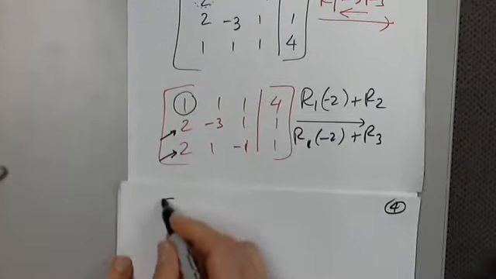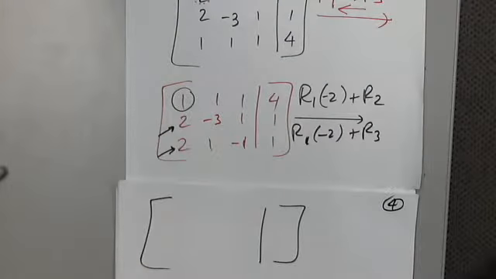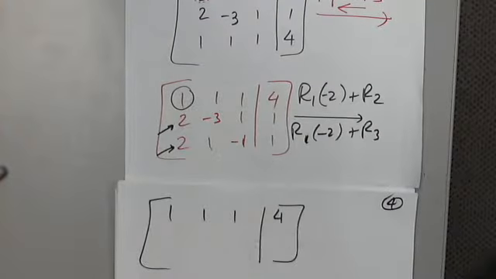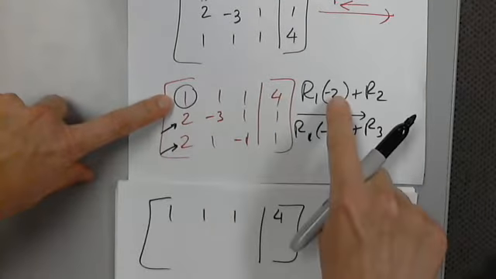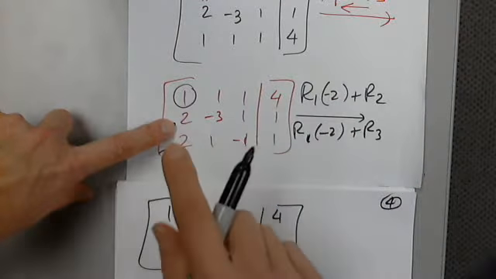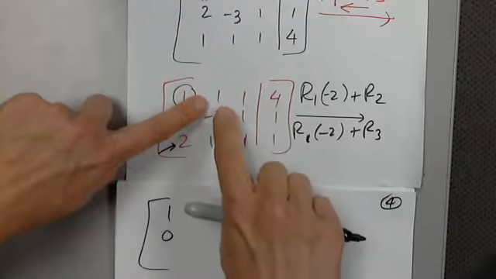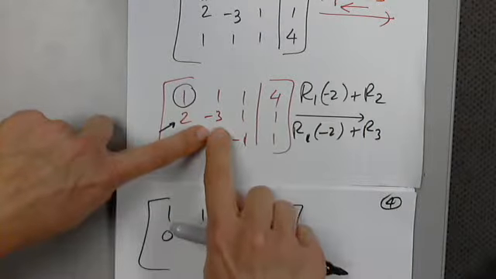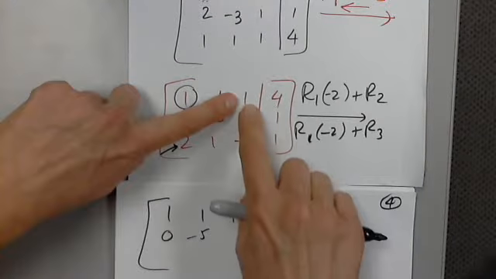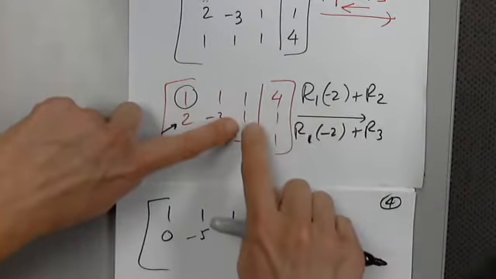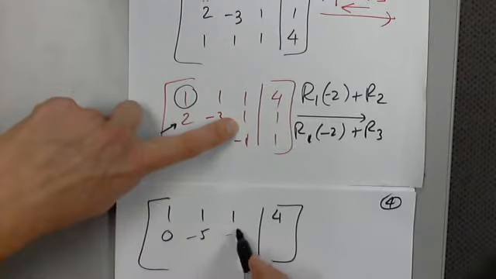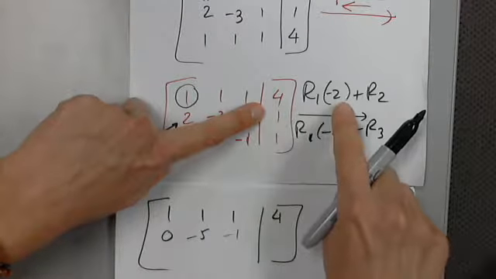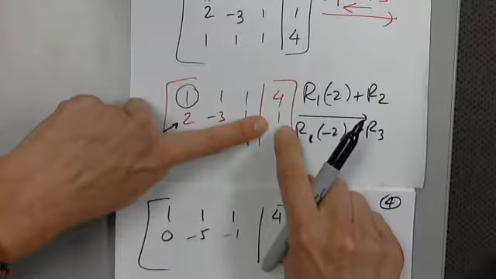Let's do this together. Which row do I have to copy because it will not change? Yes, because I'm using it. It can't change at the same time when I use it. 1 times -2 plus 2. 1 times -2 minus 3. 1 times -2 plus 1. 4 times -2 plus 1.